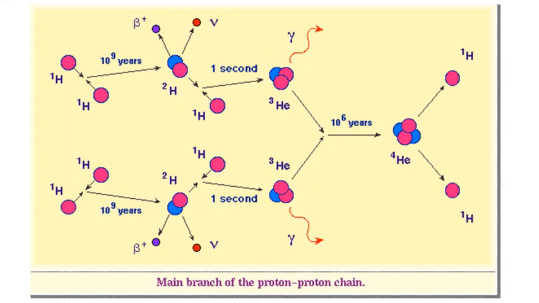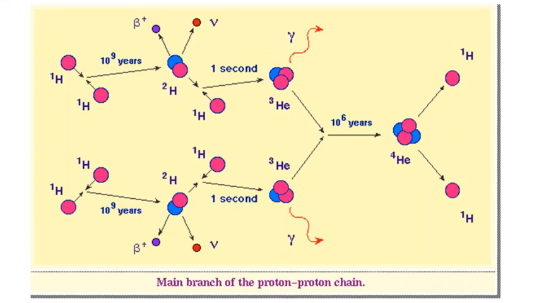Anyway, once you've got enough deuterium hanging around, another proton can kind of sidle up from the side to this deuterium and attach itself to make a light isotope of helium, helium-3. That process is very rapid, and it leads to the release of some energy in the form of a photon, indicated by the gamma with the red squiggly arrow.